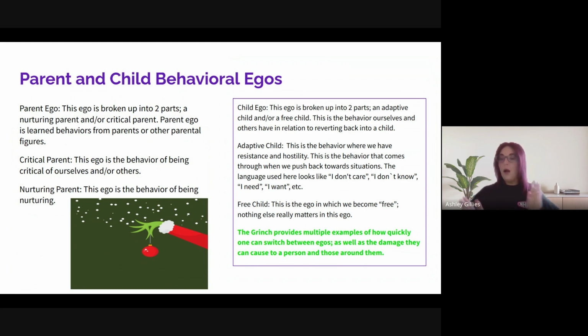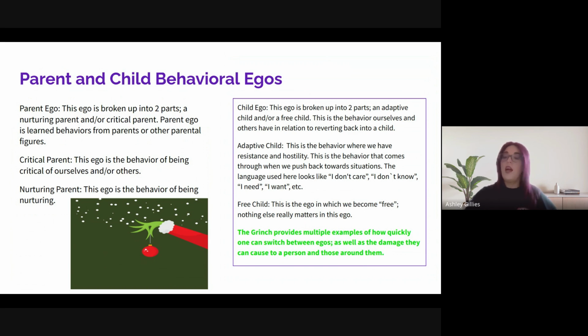So I'm not going to do the examples from the Grinch until we get through the child ego, so you can kind of see how they all tie together. So now you have your child ego, again, broken into two different parts, just like the parent. So you have an adaptive child and or a free child. And the child ego is kind of exactly what it says. It's when you revert back to being a child, even if you're an adult. So it's kind of when you think, feel, and behave like a child would.